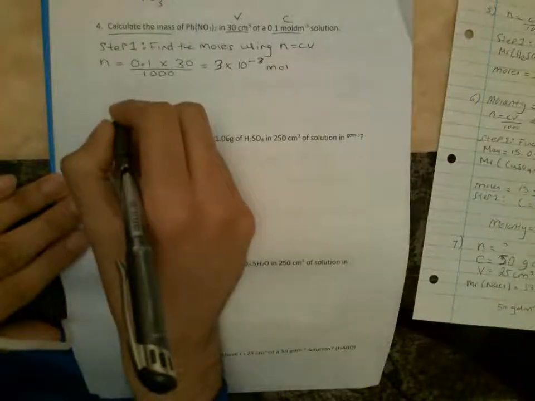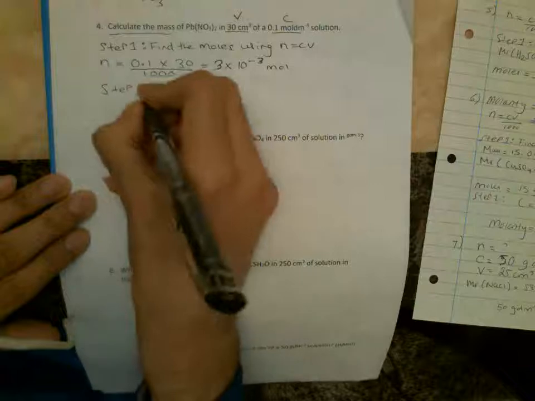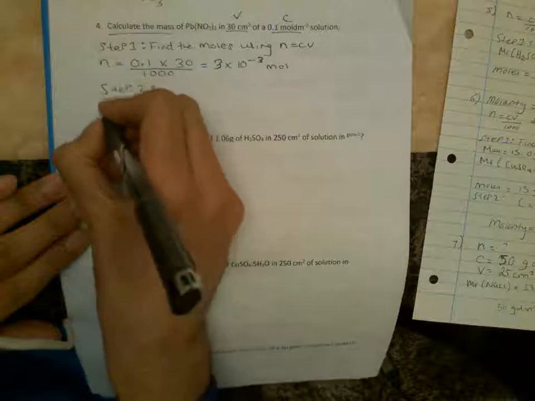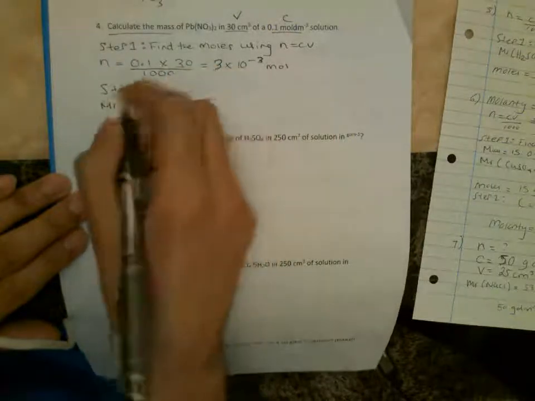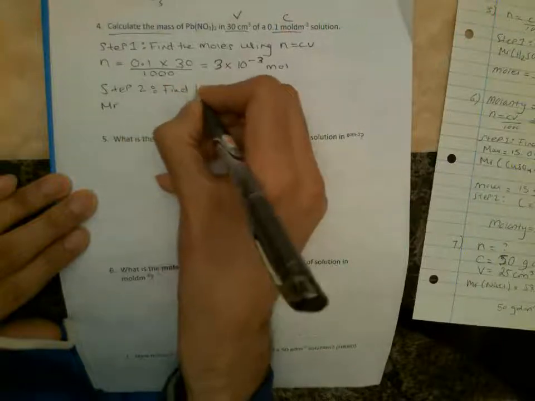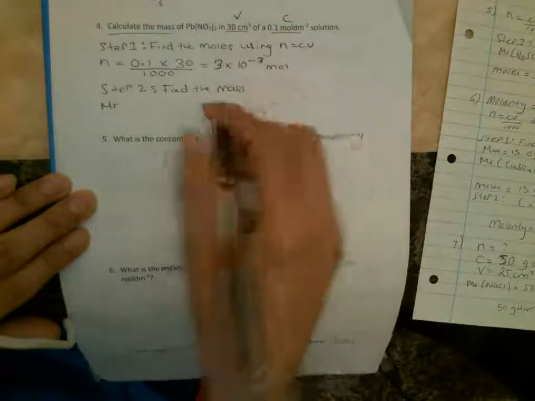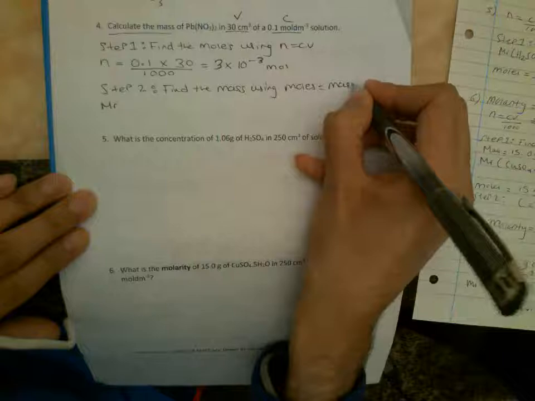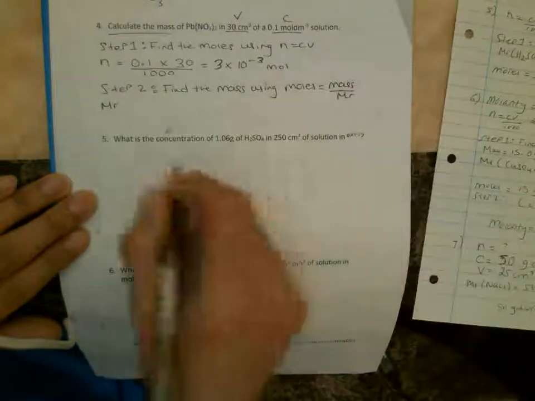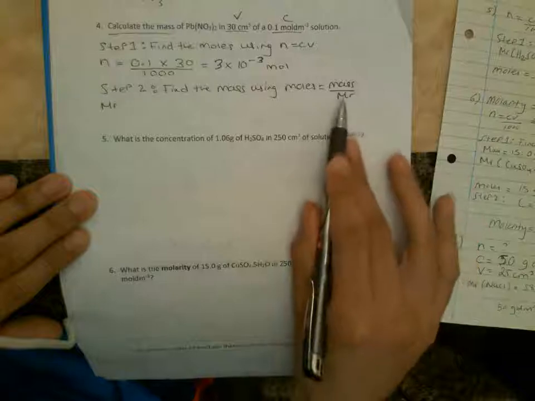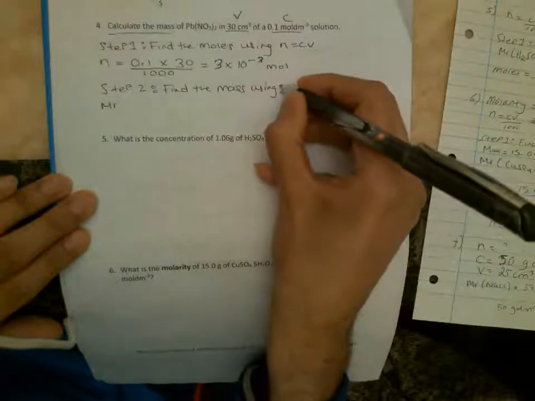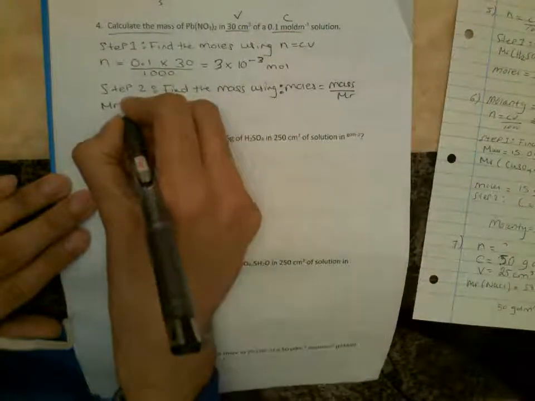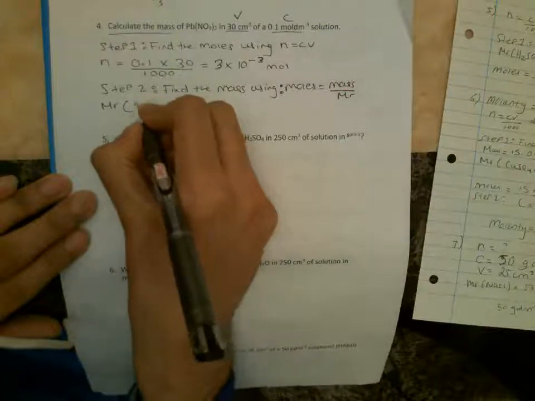Now step 2, like in question 3, was to firstly find the Mr. So let's find the mass, using moles equals mass divided by Mr. Moles equals mass over Mr. So we're going to find the Mr of lead nitrate first.